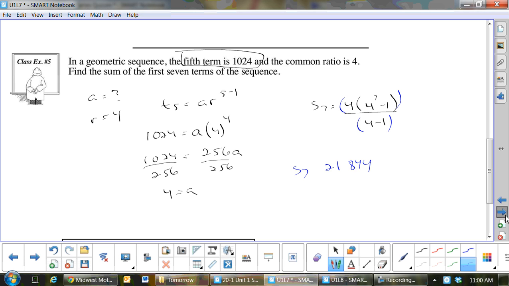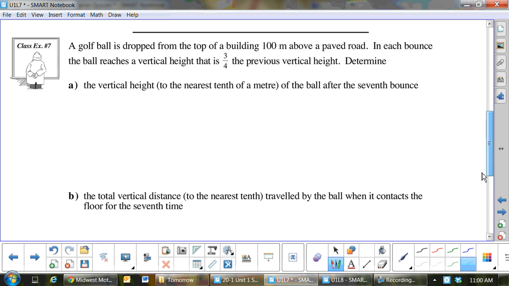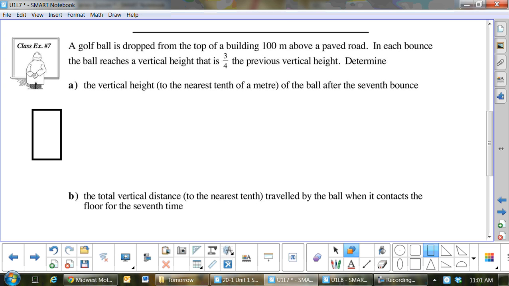Okay, one more example. Now this one is a golf ball off the building. So again, you guys have the pleasure of seeing me draw. This is our building. A couple windows in there. Because of time, I do not have time for all the windows. And there's a golf ball. No, it is not to scale. Unless that was a really small building.